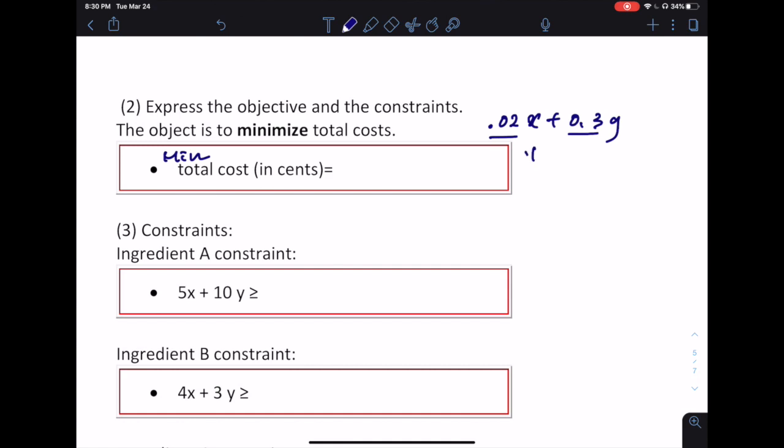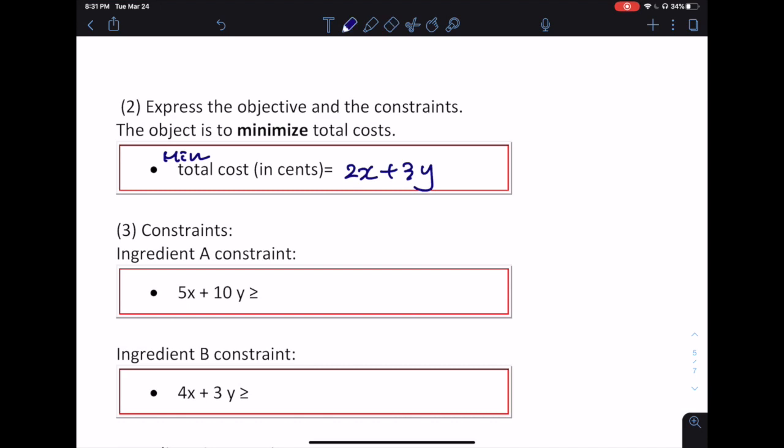In other words, we can just multiply this cost function by 100. If you minimize the cost in dollar amounts, you are actually minimizing the cost in cents as well. So in cents, your cost function is now 2x plus 3y. Minimizing the cost in dollars is the same as minimizing the cost in cents, so you don't have to worry about decimal points.